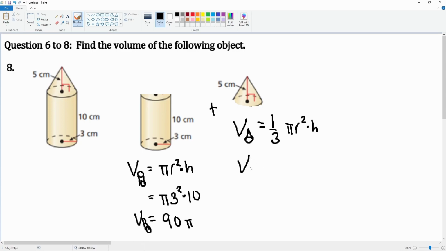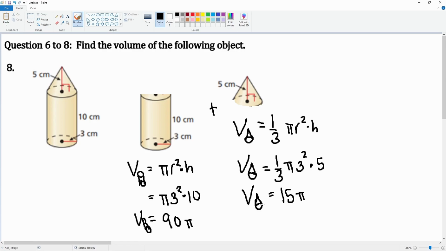And the volume of the cone, it is 1/3. And here we know that the height was 5. The radius was the same as before, which was 3 squared. So this is 9. 3 squared is 9 divided by 3 times 5. So this is 15 pi.